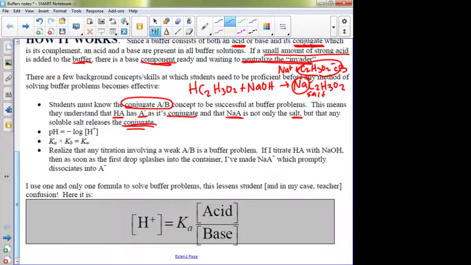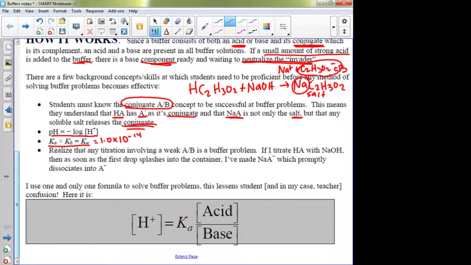So, what do we need to know? We also need to know that pH is equal to the opposite log of the concentration of H positive, which you already know. We have to know that Ka times Kb is equal to Kw, which you already know. And we need to know that this is equal to 1.0 times 10 to the negative 14th, which you already know.